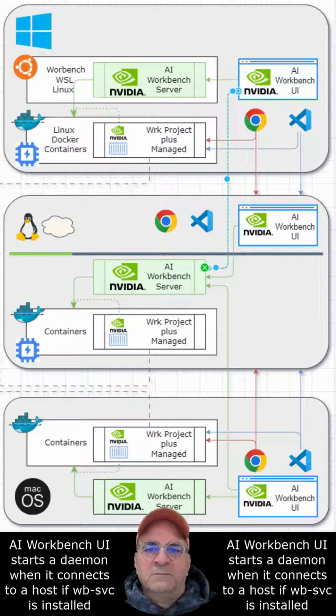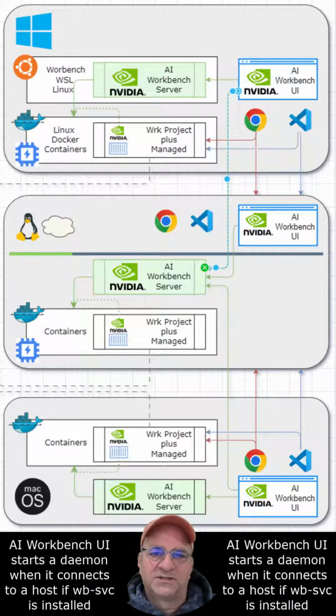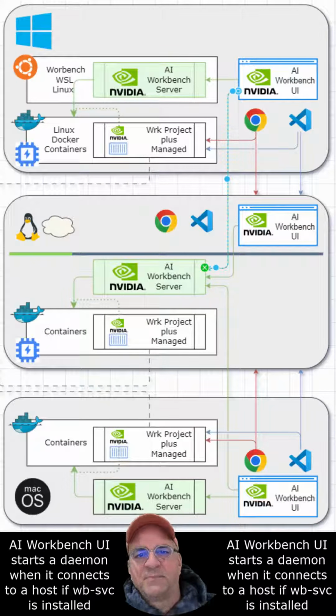When you spin up a project inside the UI, you're like, I want to look at this UI and I'm going to spin up this project. That actually tells the AI Workbench server to tell Docker, or whatever container system you've got. I'm going to say Docker, but I mean any container system that it supports. That'll actually spin up the Workbench project.